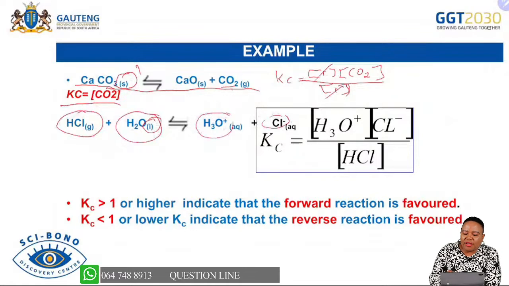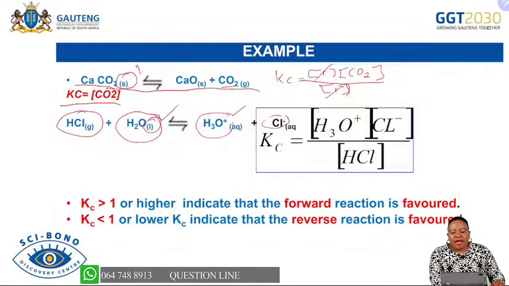When you represent Kc, you can see that because water is a liquid, it was also not included as part of our reactants. Kc is the concentration of our two products, which is a hydronium ion and a chloride ion, divided by the concentration of hydrochloric acid. So this is how we represent the equilibrium constant.